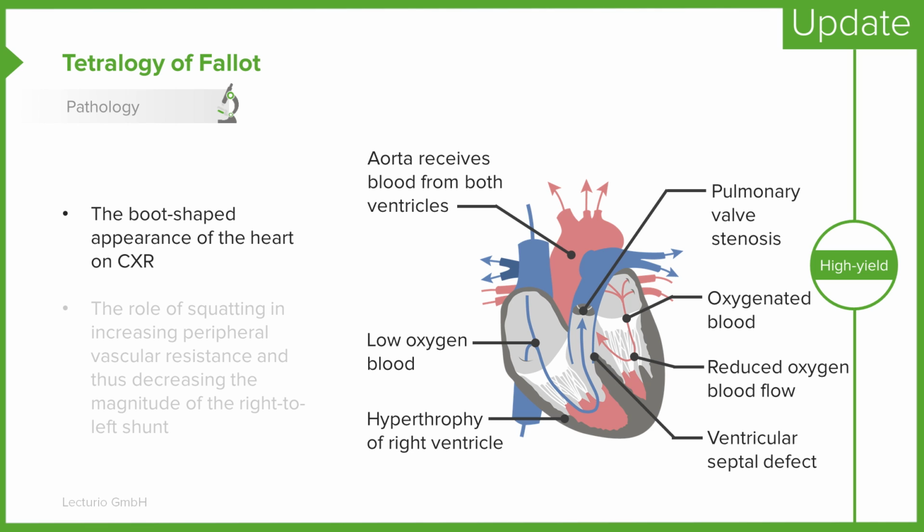Additional points that are high yield are the boot-shaped appearance of the heart on chest X-ray and the role of squatting. That increases peripheral vascular resistance and thus decreases the magnitude of the right to left shunt.